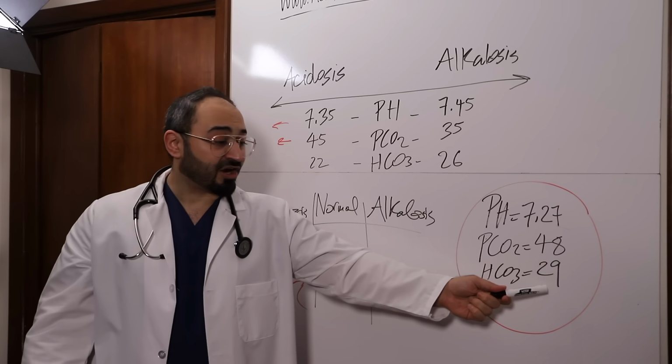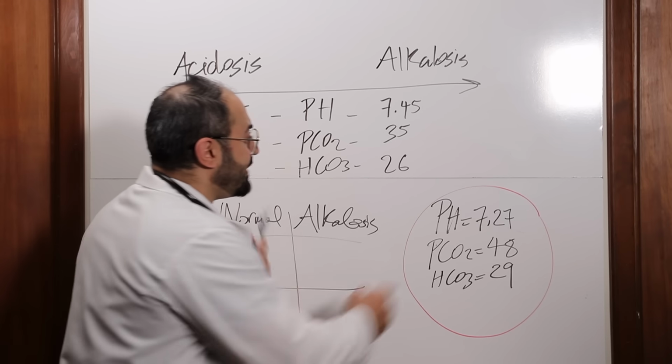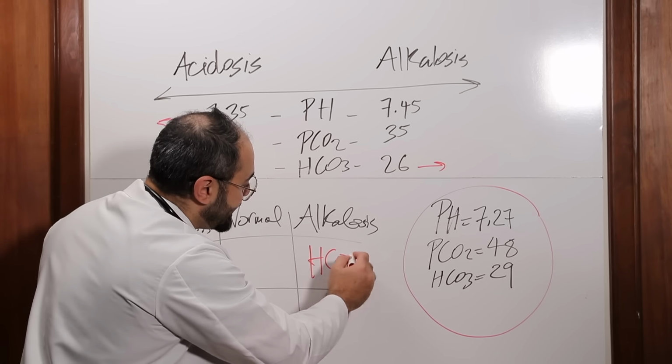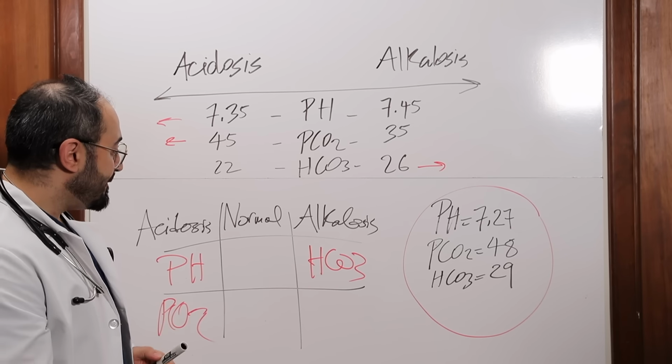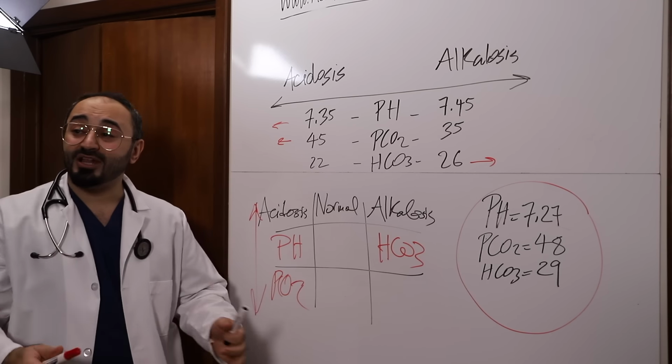And then you've got your bicarb, which is 29. So where does that fit? It fits right there, right? Because it's more than 26. So I'm gonna put HCO3 under alkalosis. It's right here under alkalosis. So now I've got the tic-tac-toe. It's right here, so what do I call it?